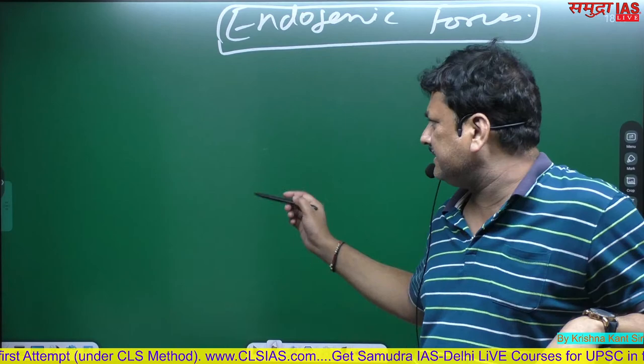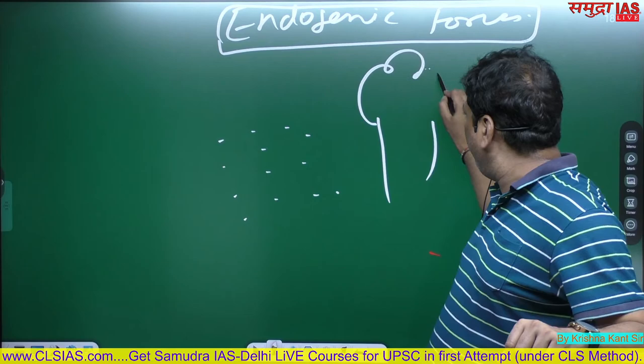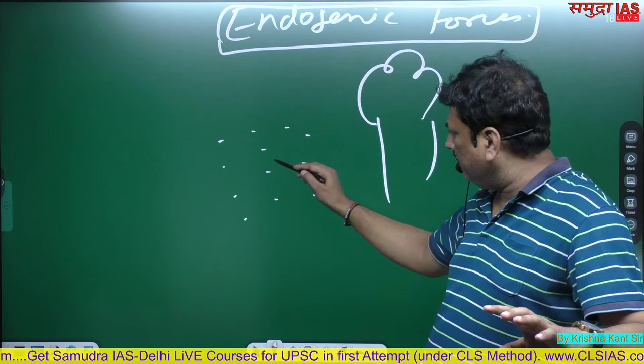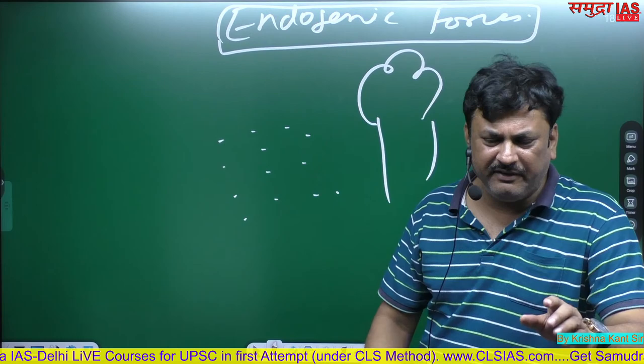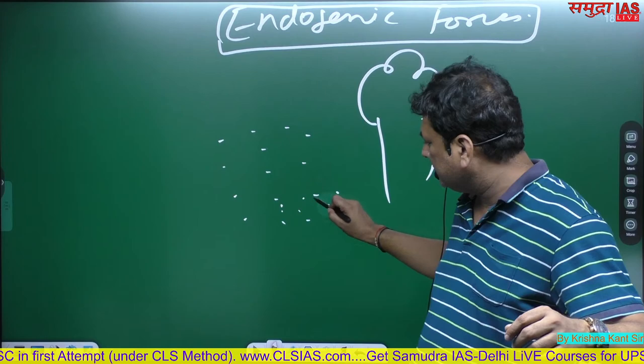For example, if wind is carrying dust particles, sand particles, and suddenly a very big tree comes in the path of wind, then what will happen? The wind speed will slow down. So when wind speed slows down, its carrying capacity will also reduce, so the wind will deposit the sand here.